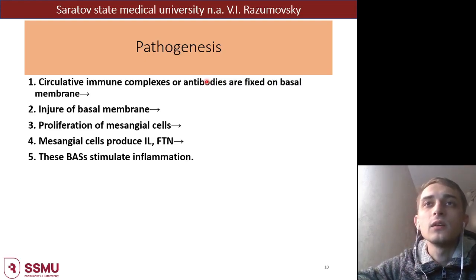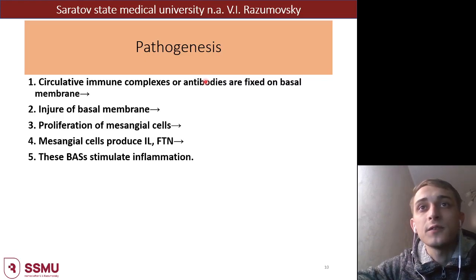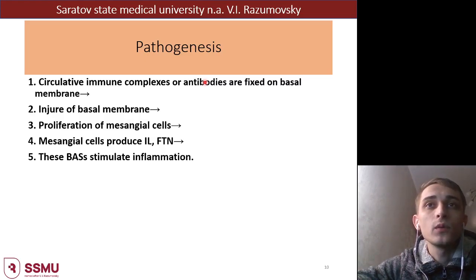After that, we may see injury of the basal membrane, like accumulation of abnormal masses on it and development of an inflammatory reaction in it. After that, we may see proliferation of mesangial cells. After that, mesangial cells start to produce some biologically active substances like interleukins and tumor necrosis factor. As a result, we may see stimulation of inflammation. And at the end of inflammation, we may see two of the most typical outcomes: the full recovery of the process, or development of connective tissue and sclerosis.